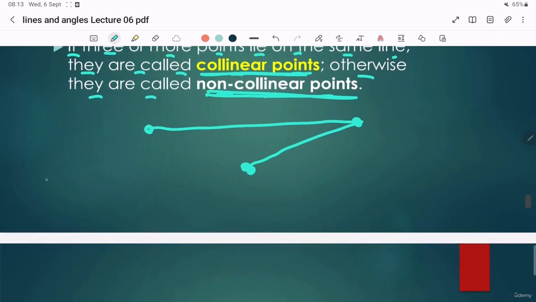Now let's say we have 3 points. One is here, another is here, and third is here. Now join them. Now these 3 points are making a straight line. Therefore, these are collinear points. Let's say we have 3 points. One is here, another is here, and third is here. Now join them. They are forming a straight line. Therefore, these are collinear points.